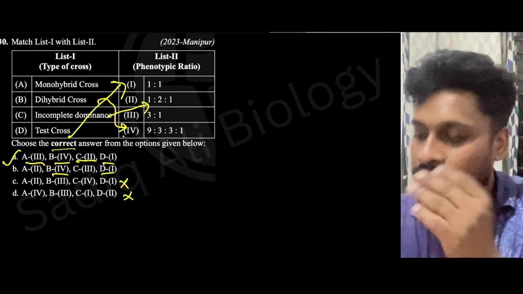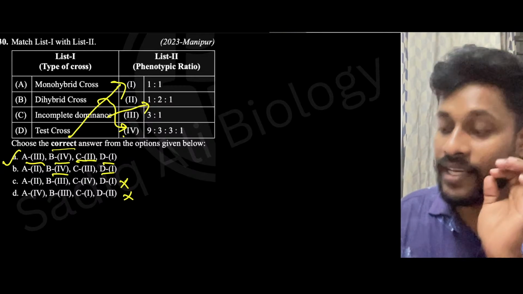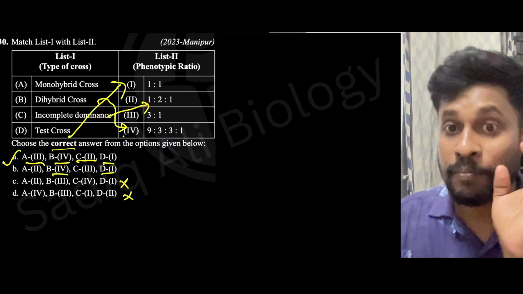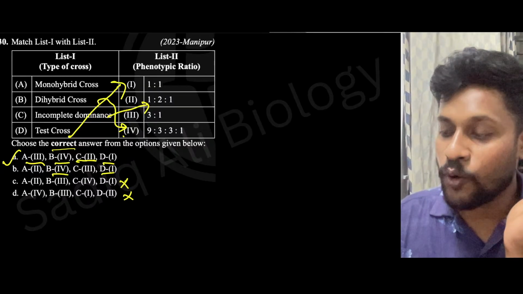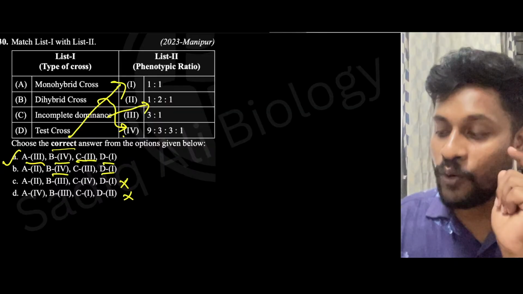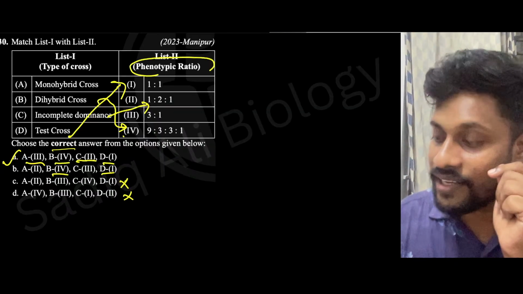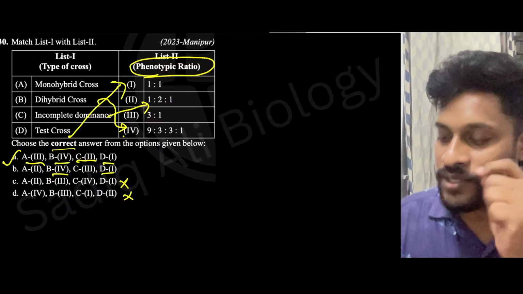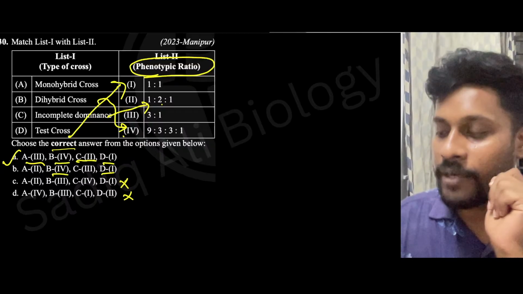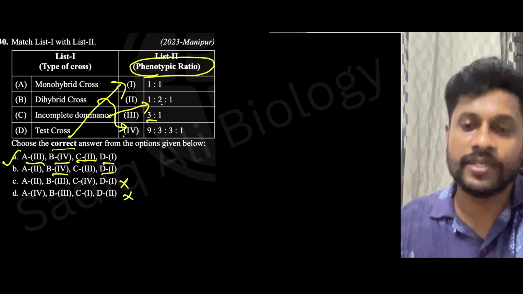You may have a question, right? Because when you take monohybrid cross, phenotypic ratio is 3:1, genotypic ratio is 1:2:1. Yes or no? So some people may think, why can't we connect monohybrid cross with the 1:2:1? But the point here is that for incomplete dominance, they have mentioned phenotypic ratio. So for incomplete dominance, phenotypic ratio is 1:2:1. For monohybrid cross, phenotypic ratio is 3:1. Right? So option A will be the answer.